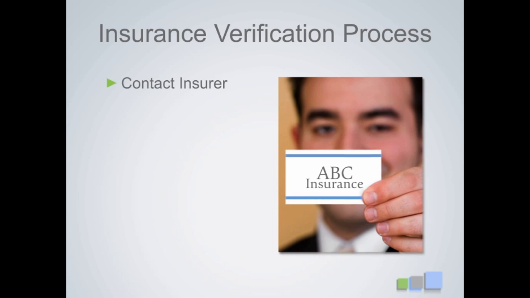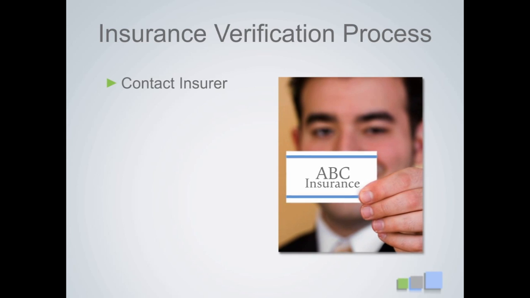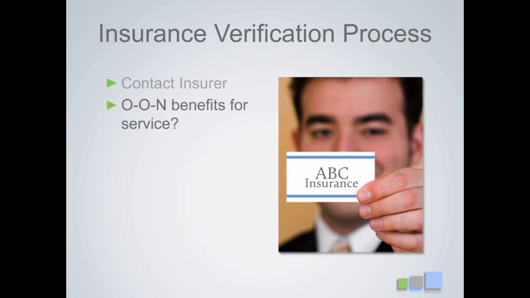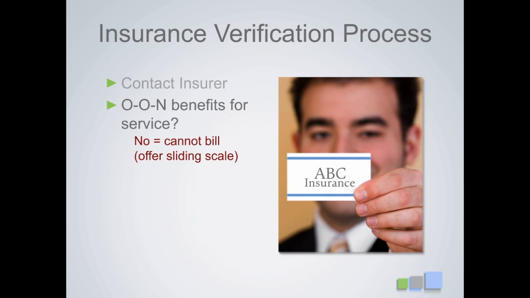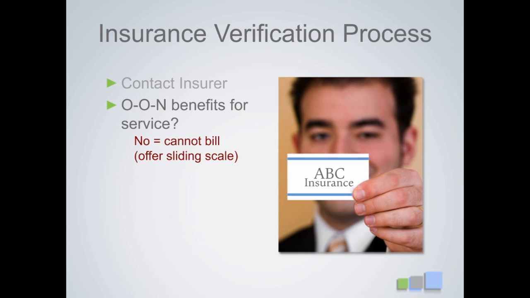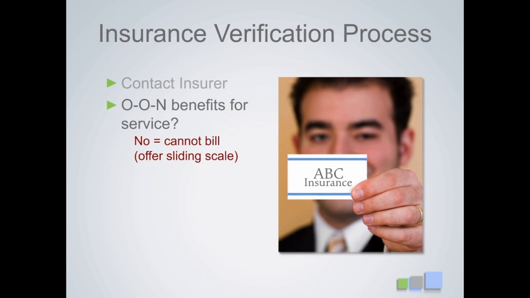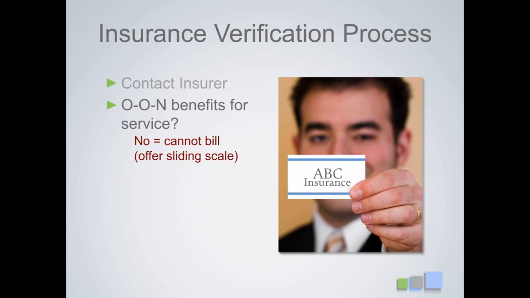First, call the customer service number on the patient's health plan ID card. Ask if they have out-of-network benefits for the service the patient is seeking. If not, you will not be able to bill the health plan. Some clinics offer a sliding scale if the patient can pay out of pocket.